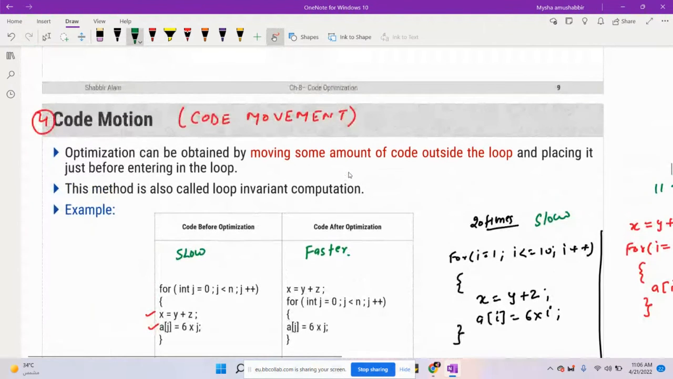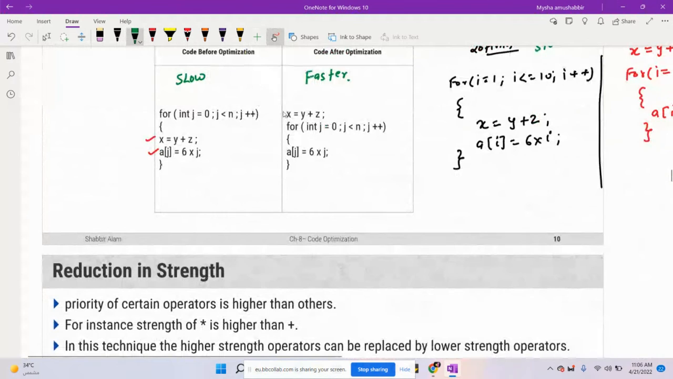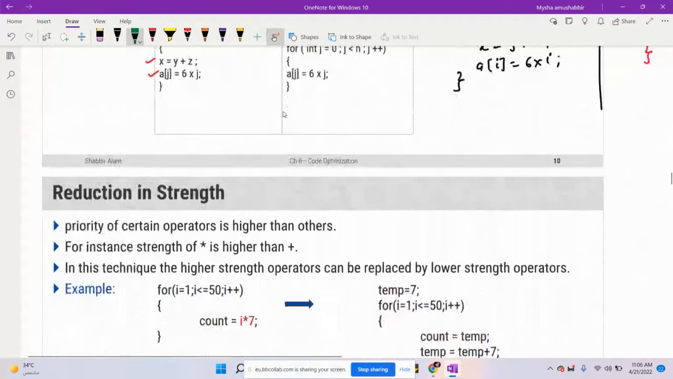Okay, so in the code movement techniques, if you are asked to explain code movement techniques, you will write this answer. This technique is moving some amount of code outside the loop and placing it just before entering the loop. And this is the example.